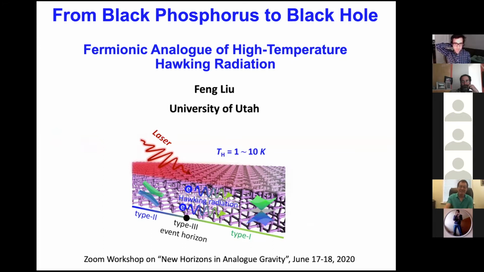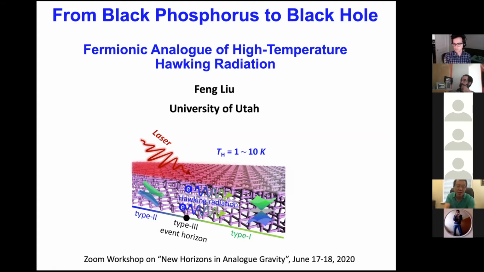So I slightly changed the title from black phosphorus to black hole. Basically, it indicates that conventionally we are in material physics or condensed matter physics, and jumping from black phosphorus material to black hole is a very big jump. So we have a lot to learn, and hopefully the experts here can give us some constructive and critical comments as well, so we know what to do next.